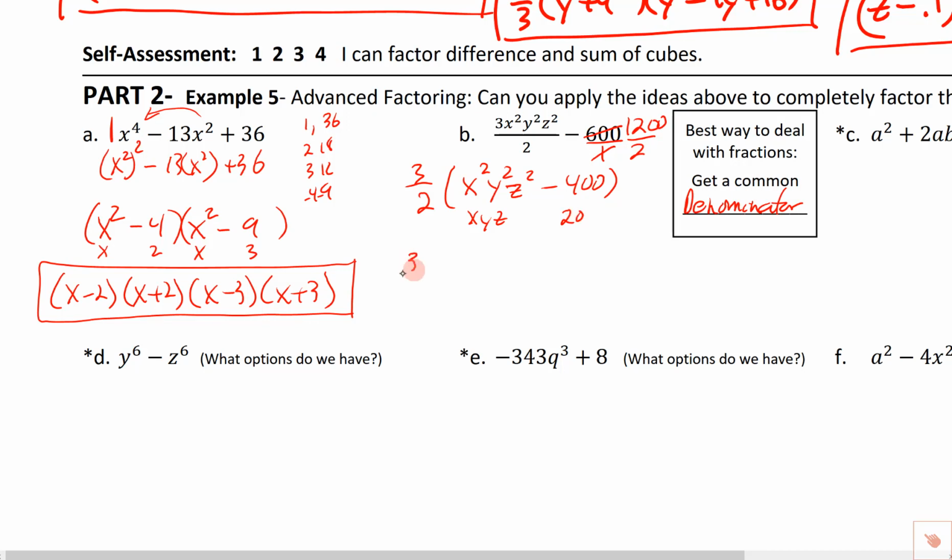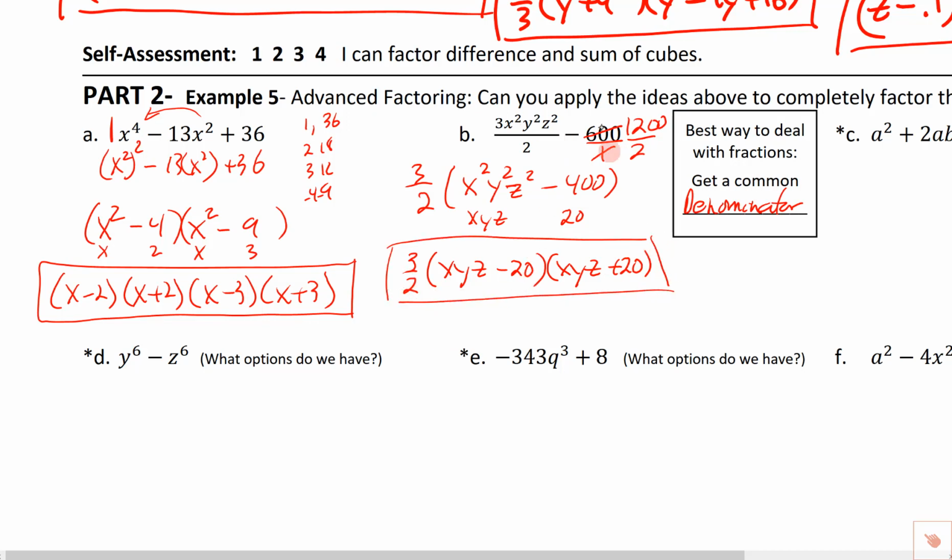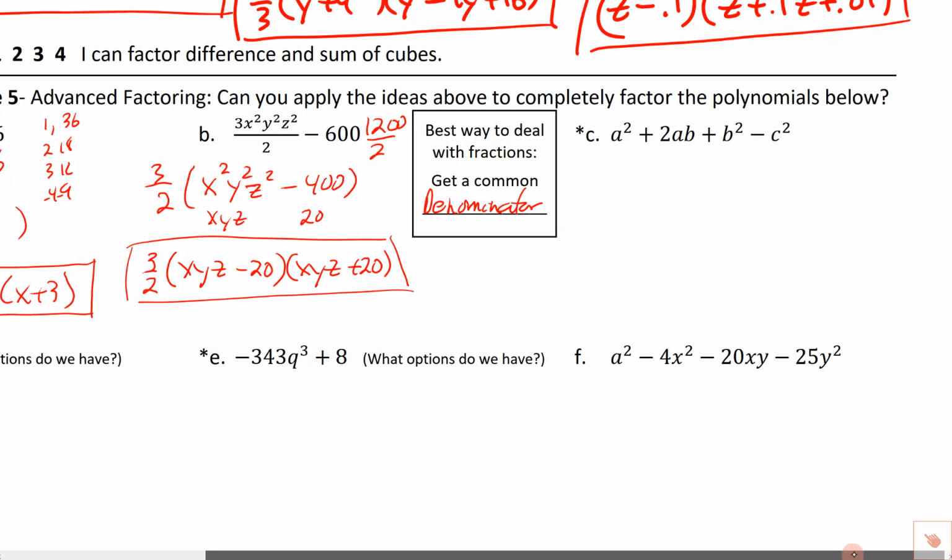So here's what we get. We get 3 halves, and then it's going to be the first one minus the second one. So xyz minus the second one. And then it's going to be the first one, which is xyz, plus the second one. So plus 20 right there. And again, if I were to multiply these together, they would multiply to be that original binomial that we had right there. Okay? All right, I'll slide over and take a look at this next one.